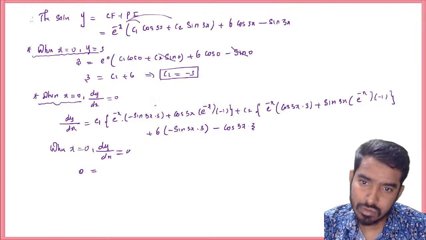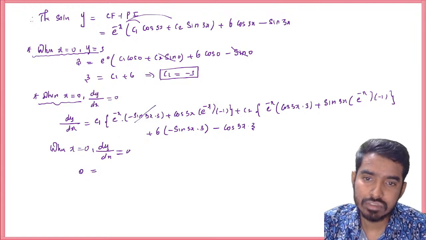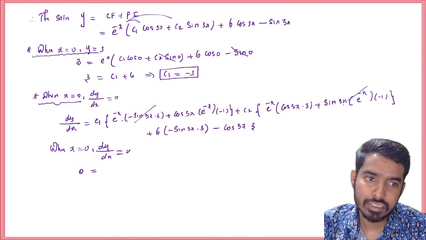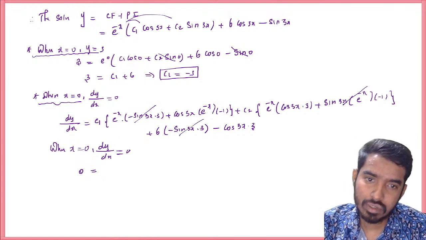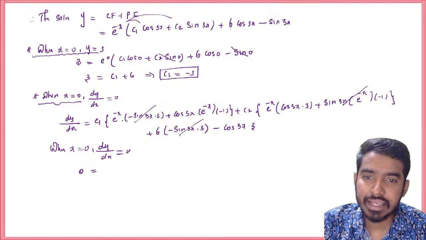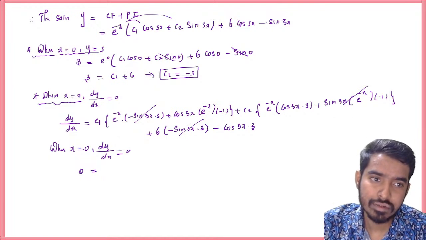So when x is 0, this will be 0, right? Because sin 0 is 0, and 0 into something is 0. This will be 0, this will be 0, right? Because when x is 0, sin 0 is 0.